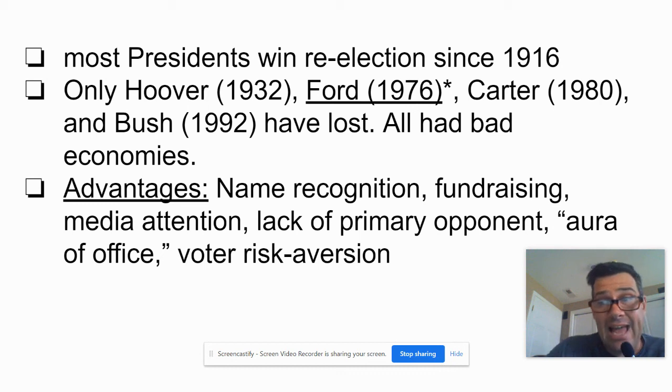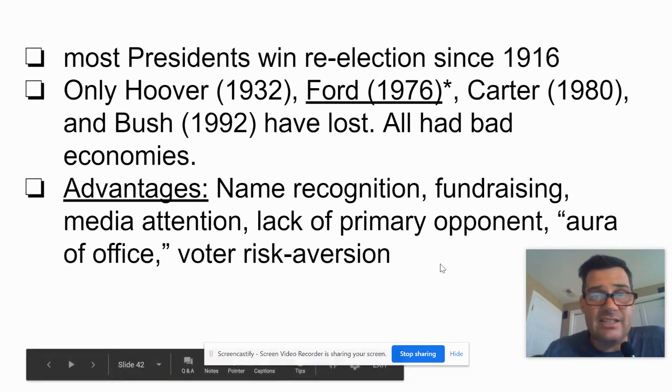If things are bad, then maybe we need to switch up. And that's what you see with the people that have lost. We'll see what happens in 2020. All right, awesome. That is what we're talking about here with incumbency advantages, and that's the end of this lesson. Practice.